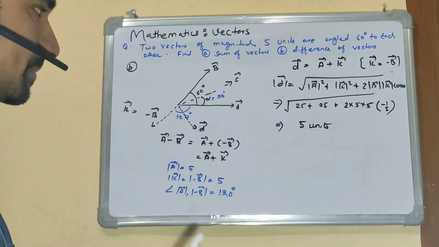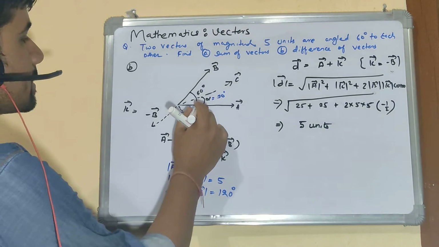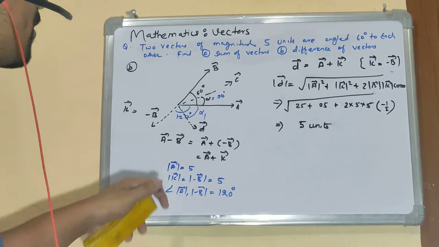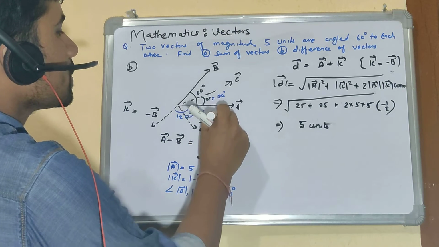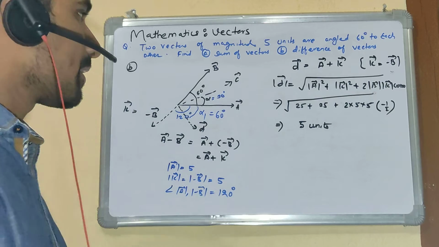What about the angle? Again, the same way, we can find the angle with respect to a. Let's say this angle is alpha 1. So again we can say that these are of the same magnitude, so alpha 1 will be 60 degree, right? So in the same way, with the same formula, you can calculate the angle as well, right?